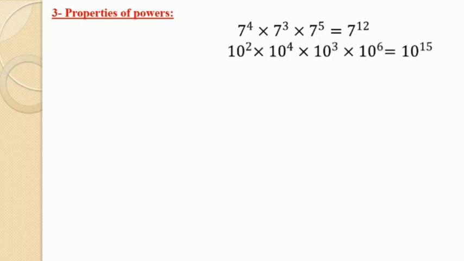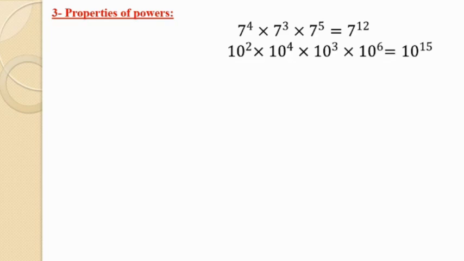10 to the power 2 times 10 to the power 4 times 10 power 3 times 10 power 6. What should the answer be? Here 10 power 2 is 10 times 10, then 10 power 4 is 10 multiplied by itself 4 times. So 2 and 4 gives me 6, 10 to the power 6, then times 10 to the power 3. 10 power 6 means 10 multiplied by itself 6 times, and 3 more times makes 10 to the power 9. Now 10 to the power 9 times 10 to the power 6 means 10 multiplied 9 times and then 6 times, 9 and 6 is 15.